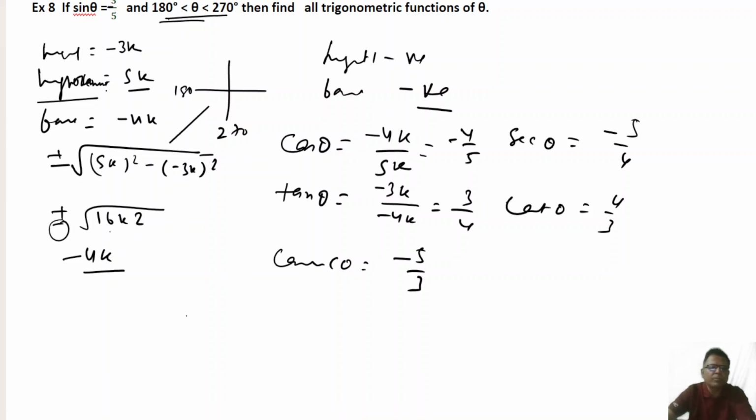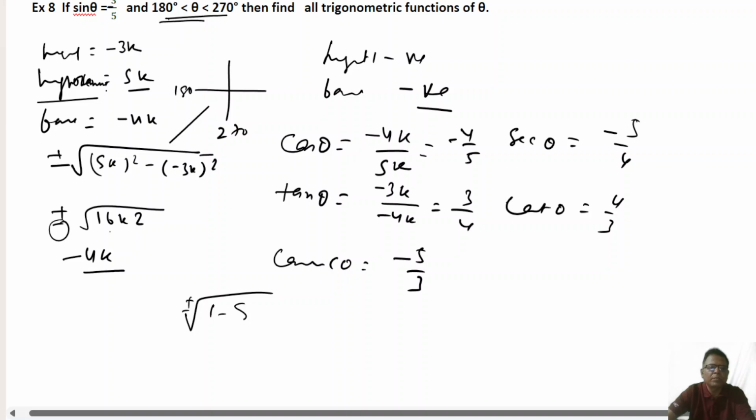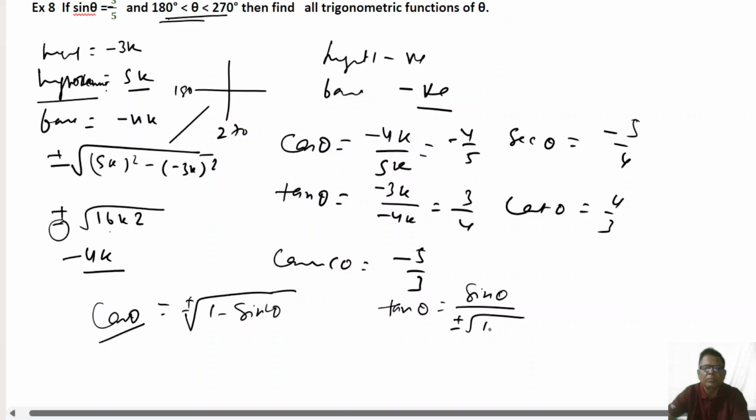You can utilize the other formula also. Plus or minus root over 1 minus sin square theta is equal to cos theta. You have to take plus or minus based on the quadrant. And tan theta, what you will do? Tan theta is equal to sin theta by cos theta. So cos theta is plus or minus root of 1 minus sin square theta. You have to take plus or minus based on which quadrant it is lying. So you can utilize this formula and you can find out the answer also.